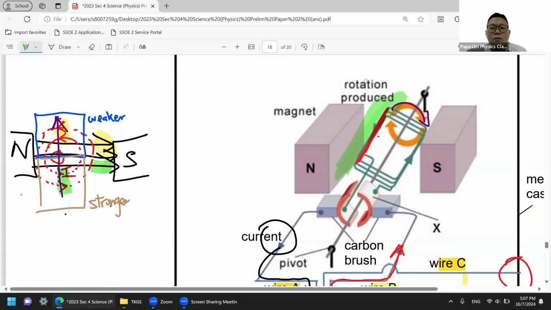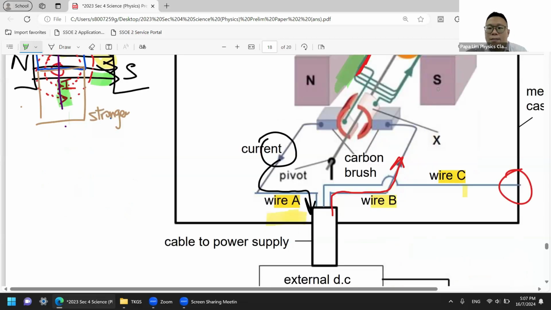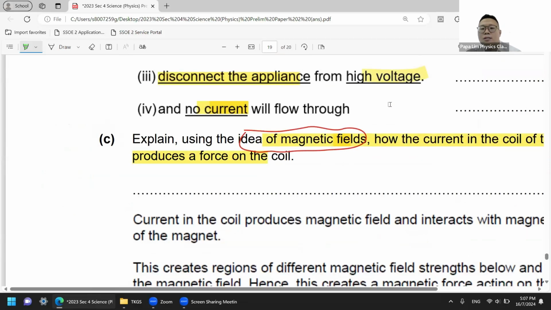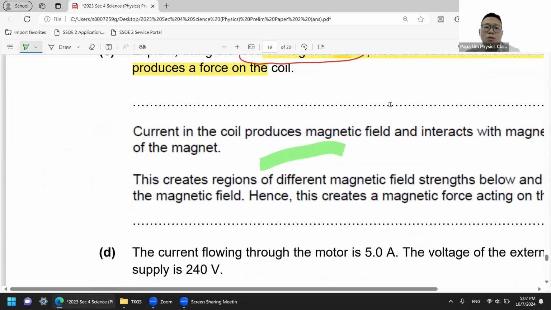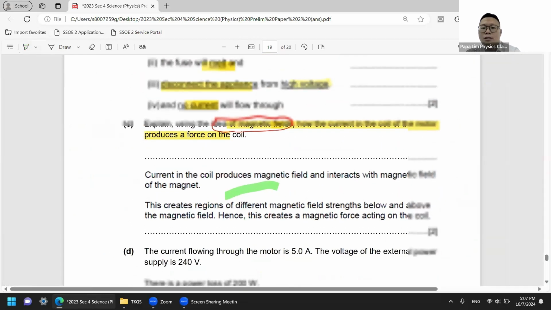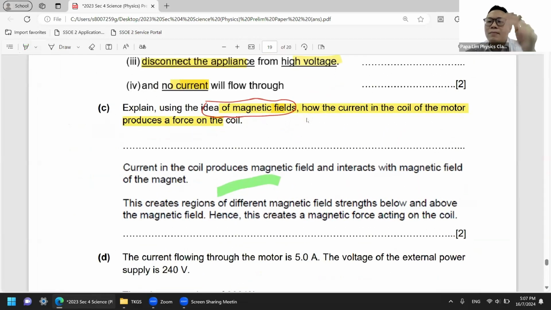Right? That's why the coil itself will rotate, and it will rotate clockwise. And this is what the question is asking for. Of course, you don't need to write in so much detail because the question is asking only for 2 marks. For 2 marks, it is just a simple explanation using magnetic field lines.